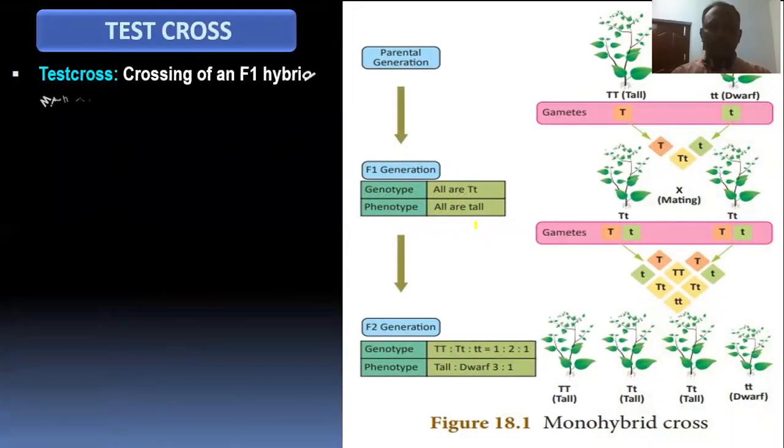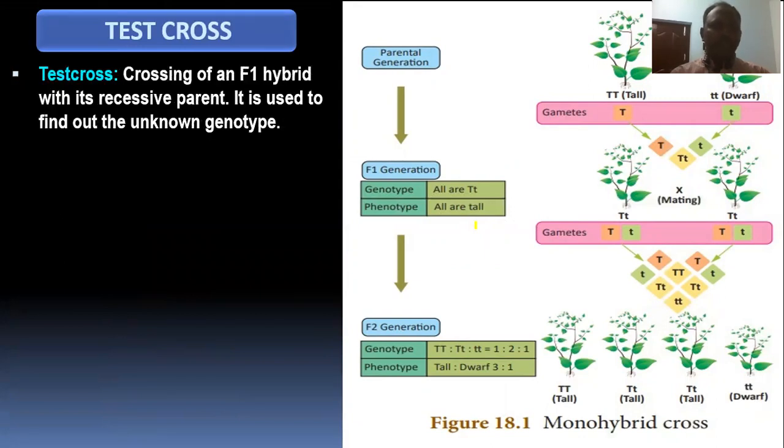So next one is test cross. Test cross is nothing but a cross of F1 hybrid with its recessive parent. Backcross is different from the test cross. Backcross is crossing the F1 hybrid with any one of the parents, either the dominant parent or the recessive parent. But here, the crossing of F1 hybrid with its recessive parent, you can call it a test cross. Actually, this test cross was also conducted by Gregor Mendel. Why did he conduct it? To know the exact genotype of this F1 hybrid, he conducted this particular test cross.